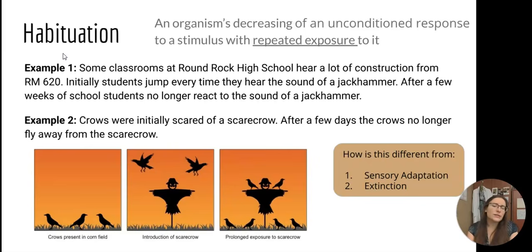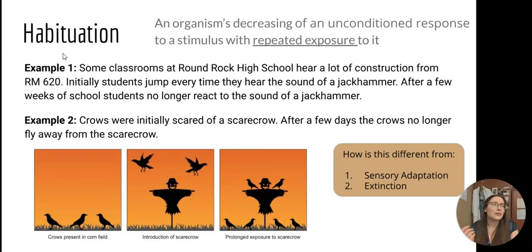Another kind of learning that doesn't really fit into either of those is habituation. And this is a change in our behavior based on experiences. If we experience a stimulus again and again, have that repeated exposure, we're likely to have a decrease in our unconditioned response to a stimulus.